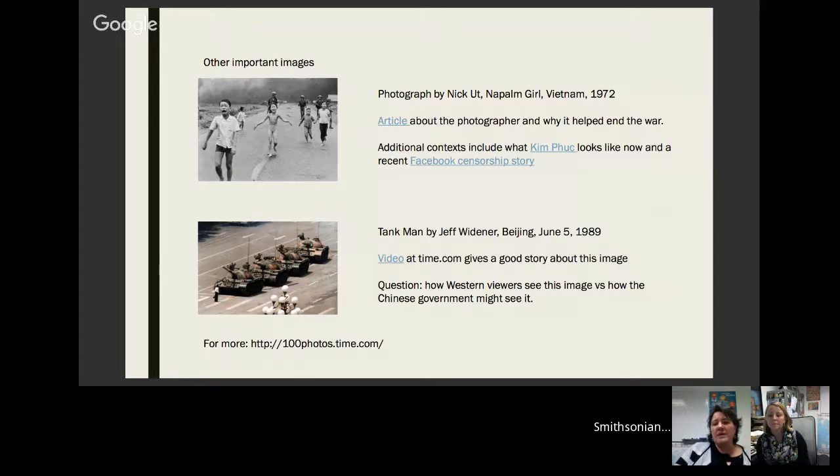We see it in the West as one way. We see this as a student standing up for democracy and wanting a different kind of access to information and education in China. But how do the Chinese see it? How does the Chinese government see it? This raises a question about context and who is seeing the image and whose story is it?